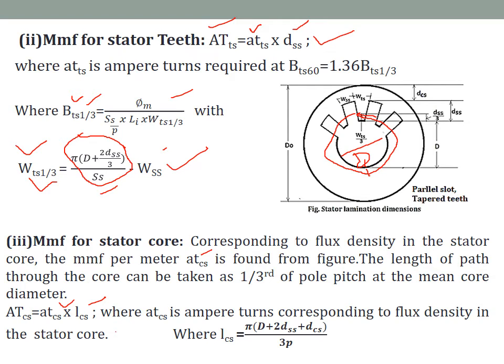For that flux density, what is the ampere turn per meter required? This you will get from the BH curve, multiplied with the LCS. This will give ATCS, where LCS is equal to pi into (D plus 2 DSS plus DCS) divided by 3P. Because we are taking 1/3 of the pole pitch. This 3 is 1/3 of pole pitch, the rest is pole pitch.